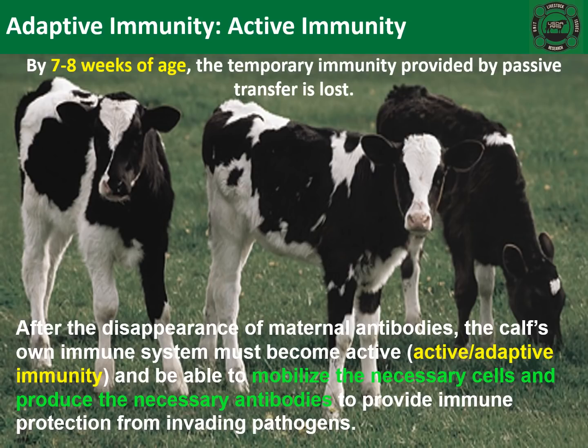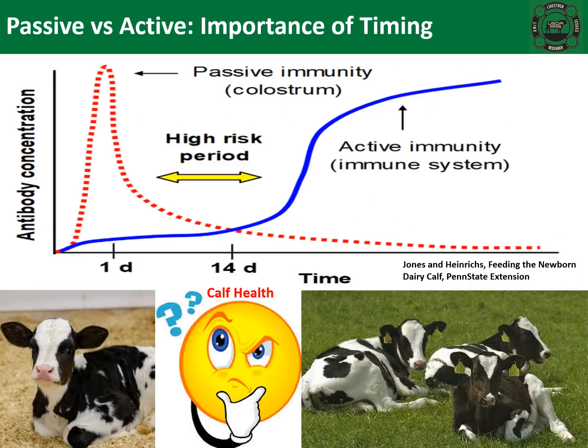After passive immunity wanes at about 7 to 8 weeks of age in the calf, it's critical that the active component of the adaptive immune system kicks in to mobilize the necessary cells and produce the antibodies required to provide subsequent immune protection for the calf against invading pathogens.